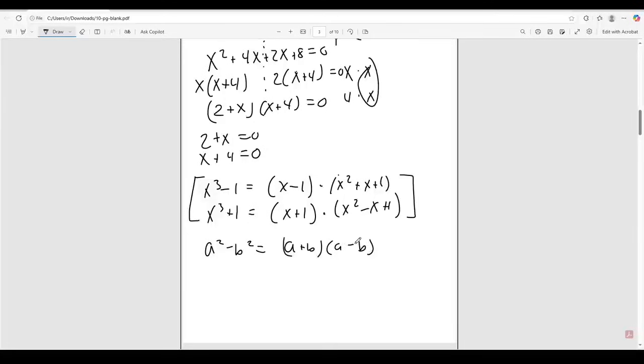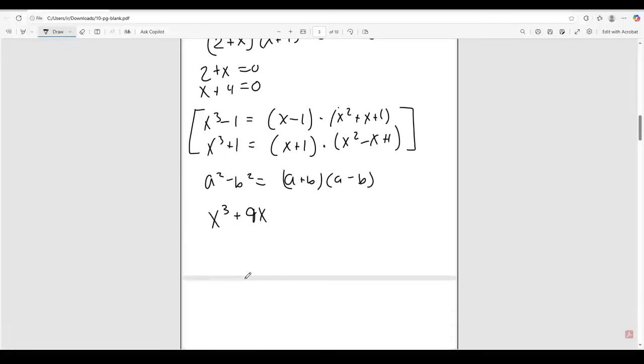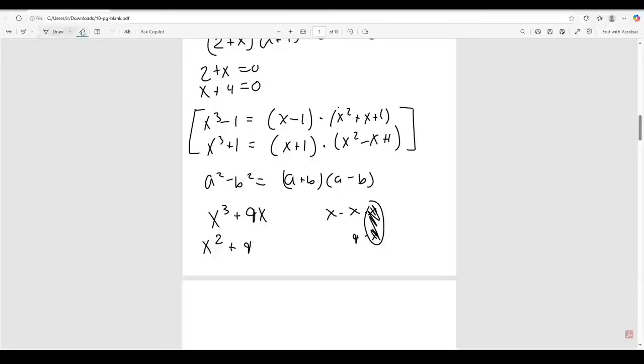So for example, if you were dealing with a problem that looks something like this: factor out completely x cubed plus 9x. You might be completely lost here, but if you really think about it, I can take out x from both of these terms, right? What does x times x times x and 9 times x have in common? Well, they have x in common. So if I take that out, I'm left with x squared plus 9, right? So that's one way that you can start factoring things out, right?